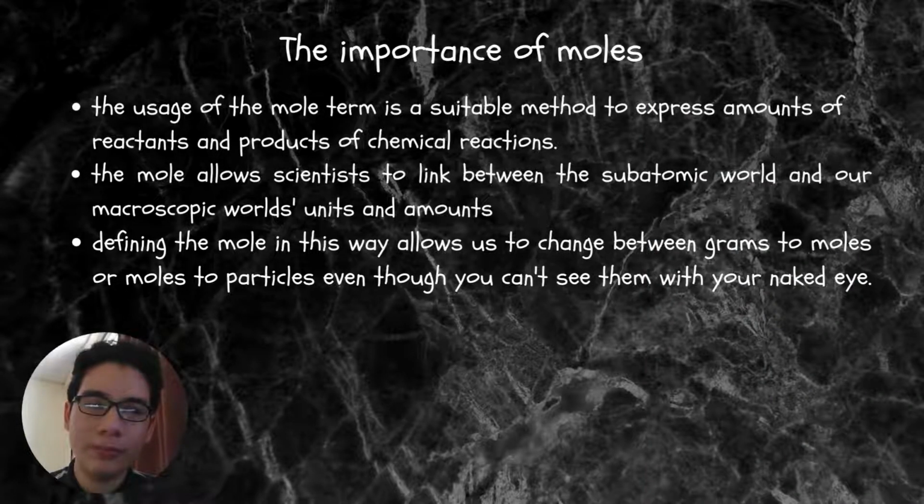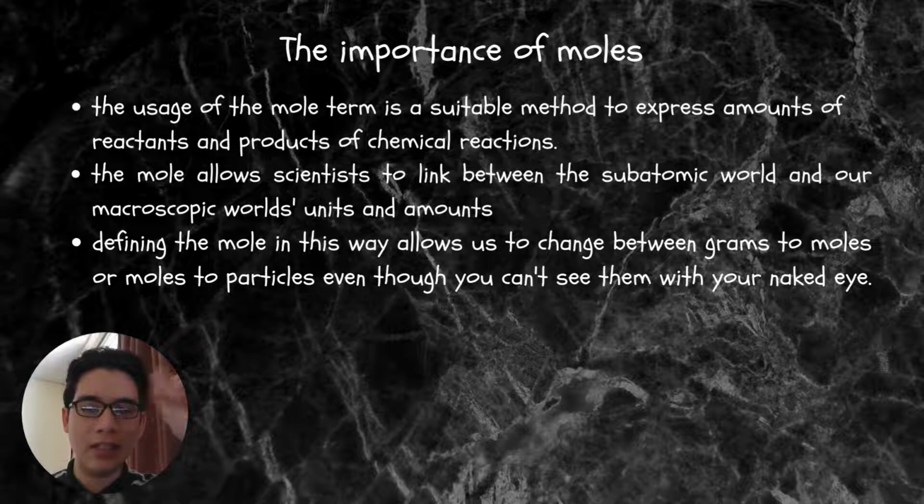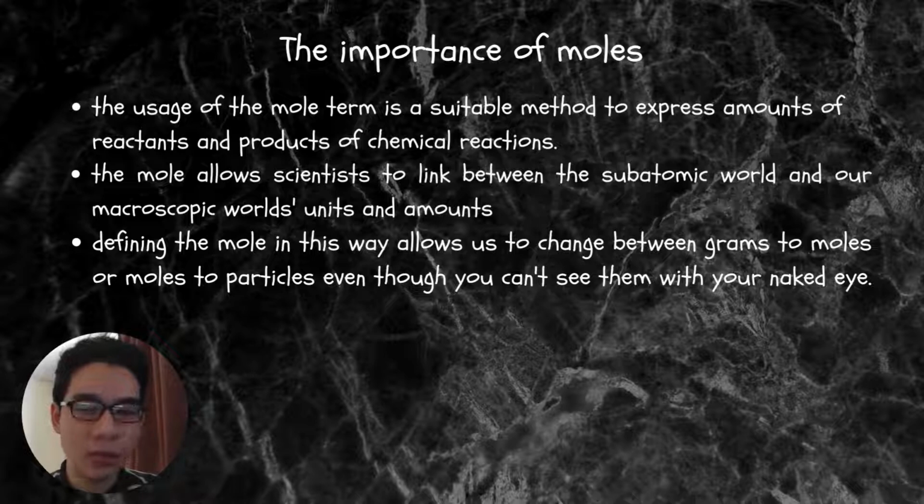So we now know what a mole is, the magnitude of moles, and what the particles could be. It could be an atom, molecule, or ion. But did you know that the mole plays a crucial role in modern chemistry? The first importance is that the usage of the mole term is a suitable method to express amounts of reactants and products of chemical reactions. In other words, in a chemical equation, there's going to be a digit in front of the formula of the compound. Let's say H2O, but in a chemical equation, you have 2 H2O. The number 2 in front of the H2O is the number of moles.